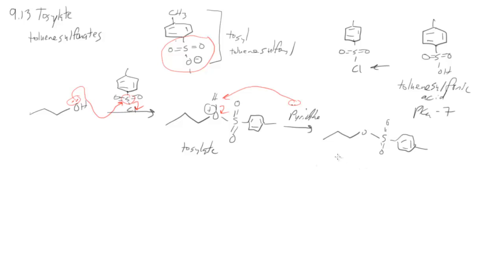And now I can do a couple different things with this intermediate. I can either add something that's a good nucleophile and pretty small, or I can add something that's a good base and pretty big. And I can either get an SN2 type reaction or I get an E2 type reaction.